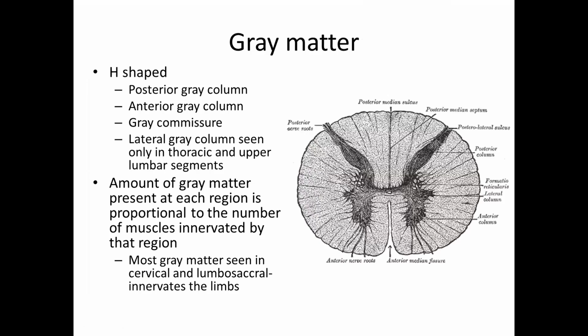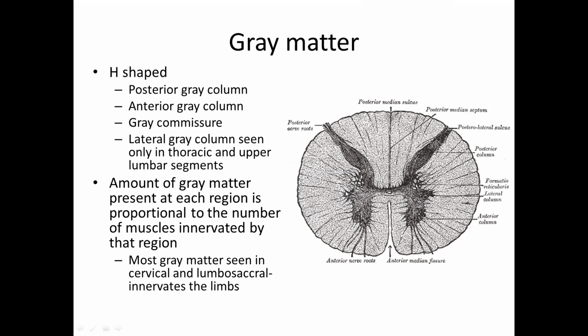All right, so if you look at the gray matter, it is arranged in an H-shape, right? If you look at the posterior aspect, you have what is called the posterior gray column. Anteriorly, you have the anterior gray column, and joining those two, you have the gray commissure. And in some areas of the spinal cord, like the thoracic, you have what is called the lateral gray column, with extra cell bodies.